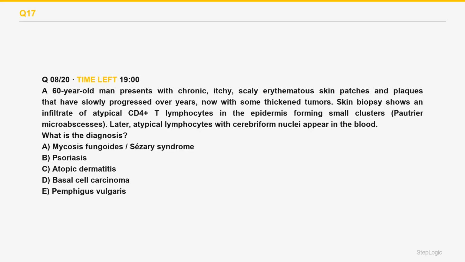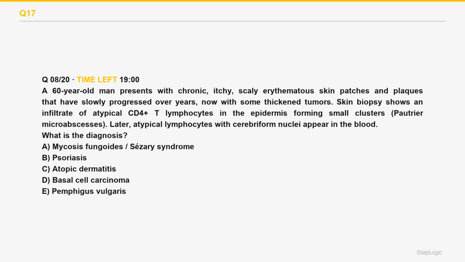What is the diagnosis? A 60-year-old man presents with chronic, itchy, scaly erythematous skin patches and plaques that have slowly progressed over years, now with some thickened tumors. Skin biopsy shows an infiltrate of atypical CD4+ T lymphocytes in the epidermis forming small clusters, or Pautrier microabscesses. Later, atypical lymphocytes with cerebriform nuclei appear in the blood.